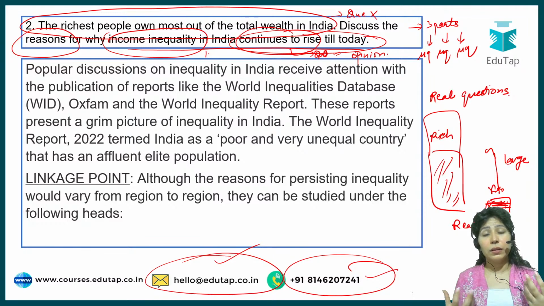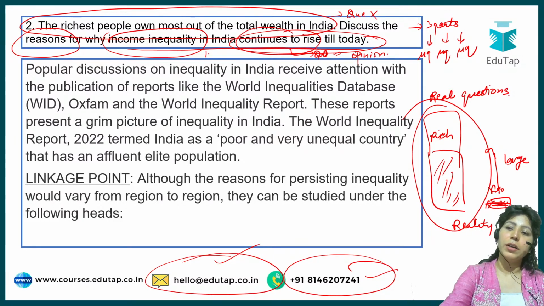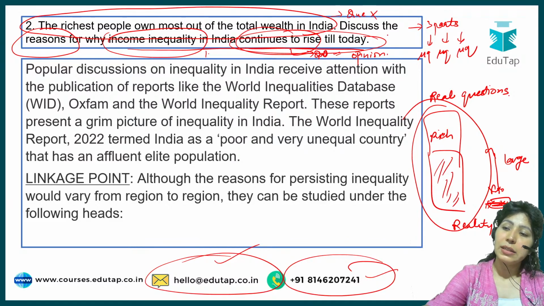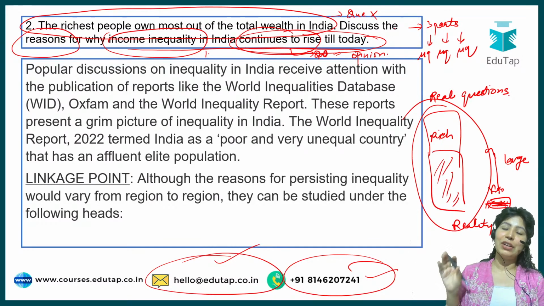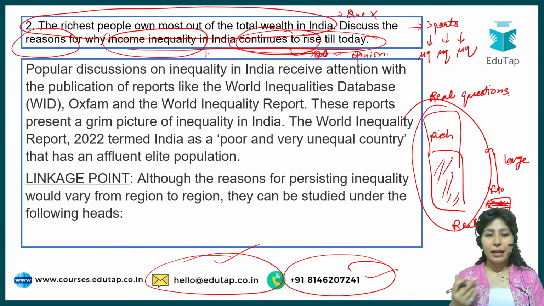But the examiner says the richest people already own most of the total wealth in India, and income inequality in India continues to rise till today. Till today means even after independence, even after our constitution came into play, even after Britishers left India.